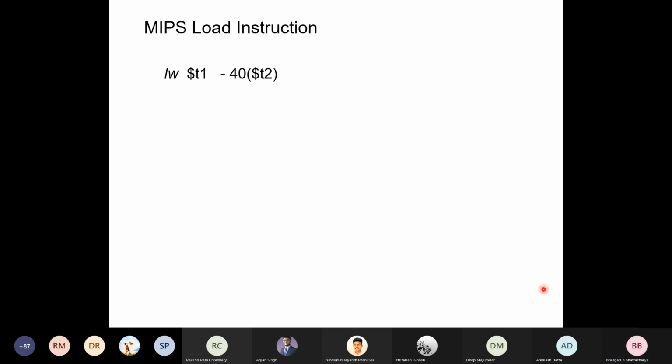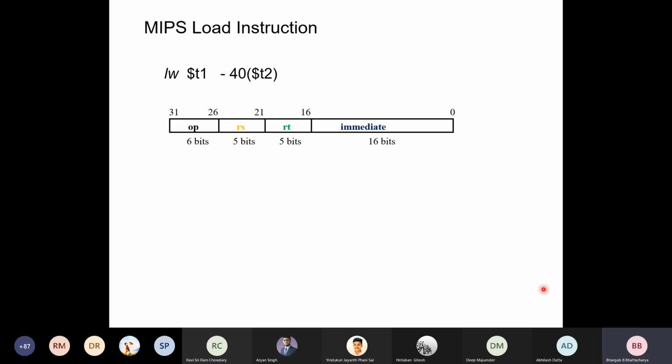Load word. Load word from memory to a register. From which location of the memory? The value in T2 minus 40. T2 is a 32-bit register, so that will have some 32-bit value and we subtract 40 from it. That will give us some other value. That will be the index of the RAM or memory we want to access. So that will be the address of my memory location, right? From where I need to fetch the data.